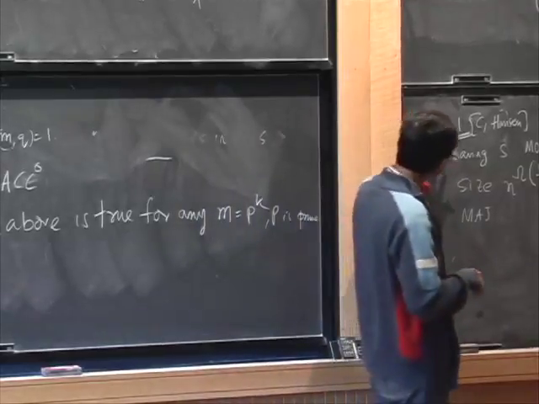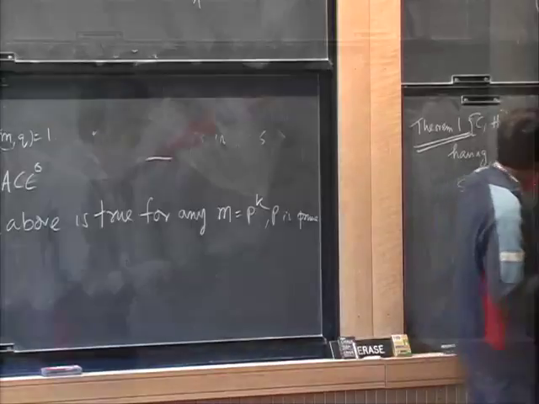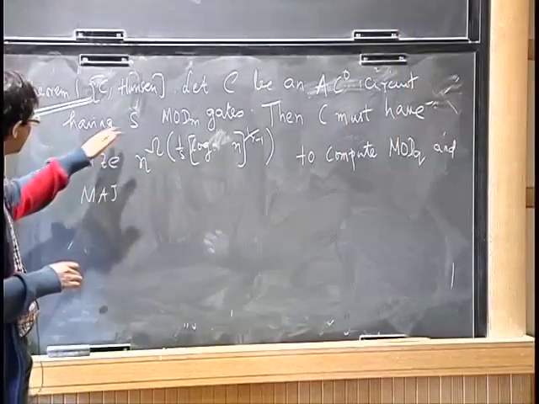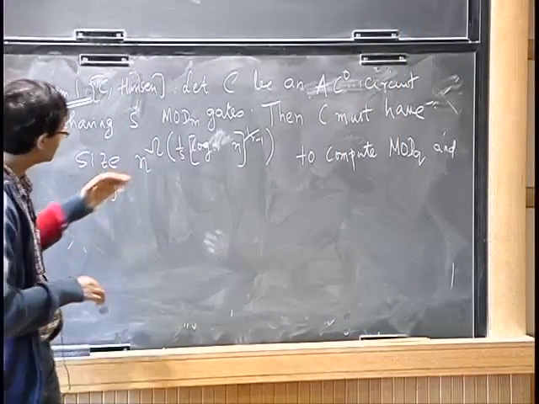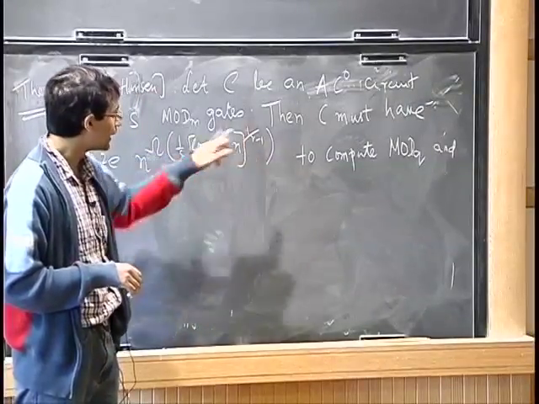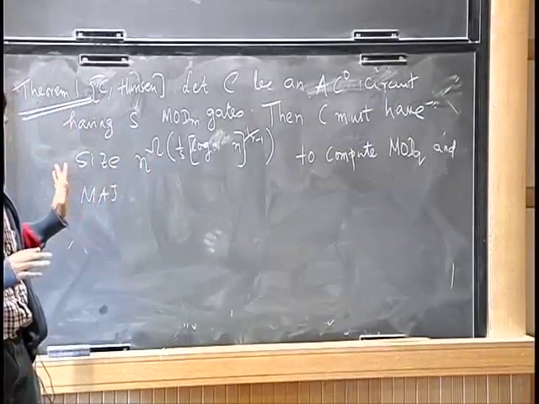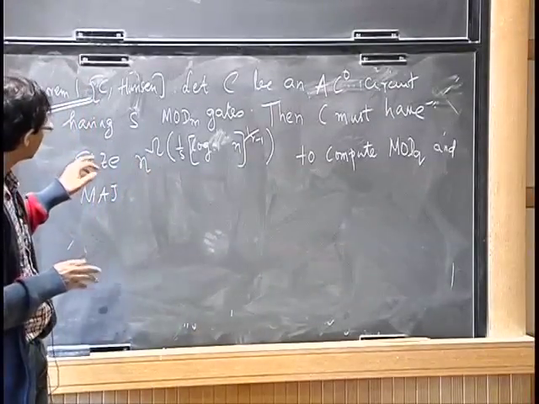So the first theorem is progress in the first direction, where we say suppose C is an AC0 circuit which has S mod M gates. Then C must have size this much. Here R is the number of distinct prime factors that M has.